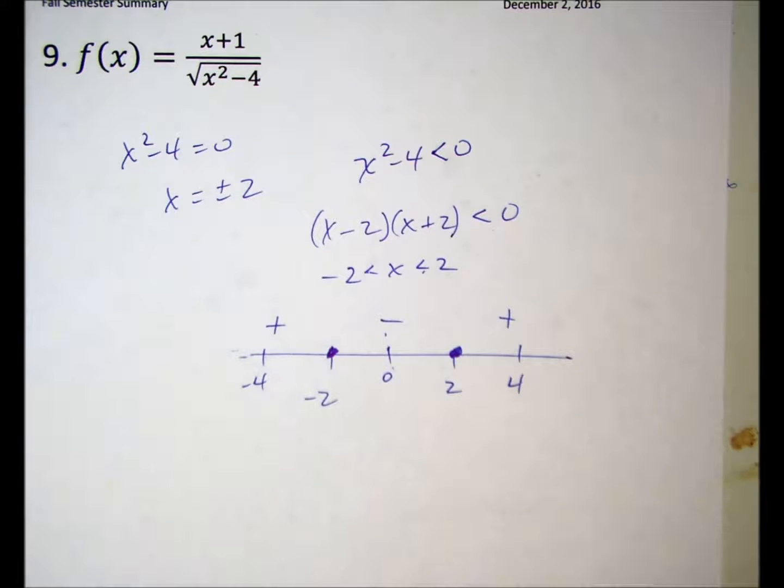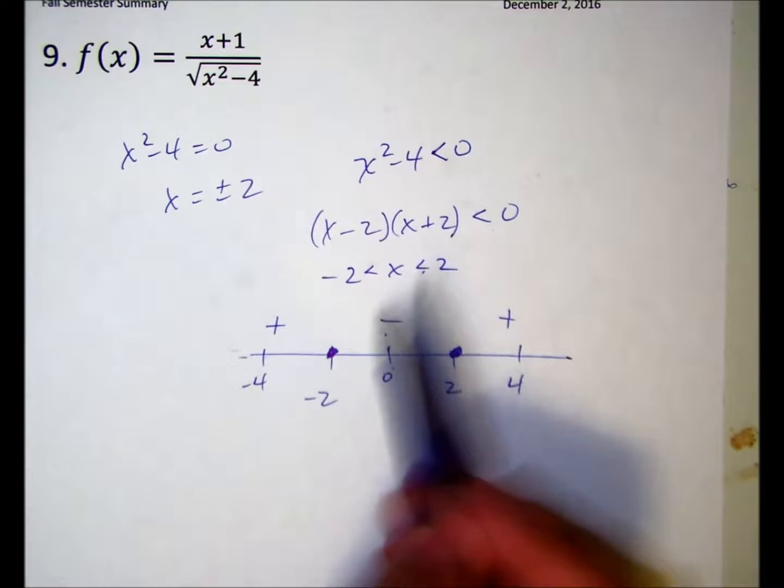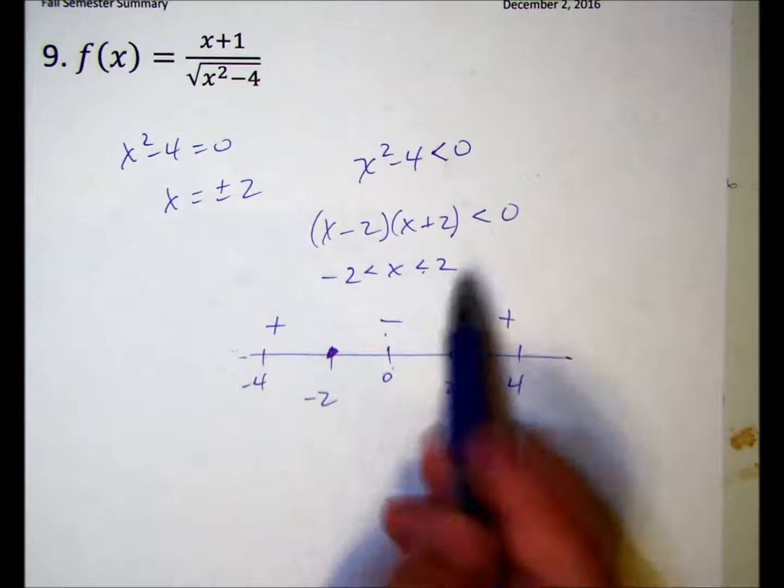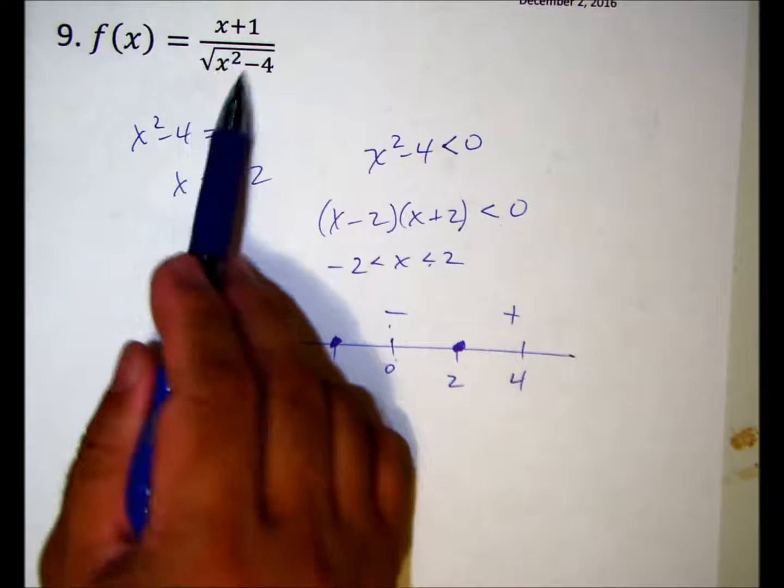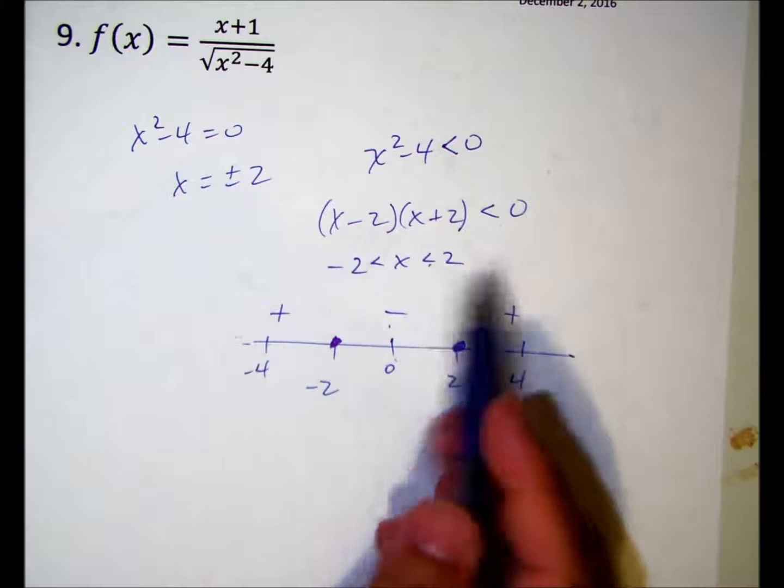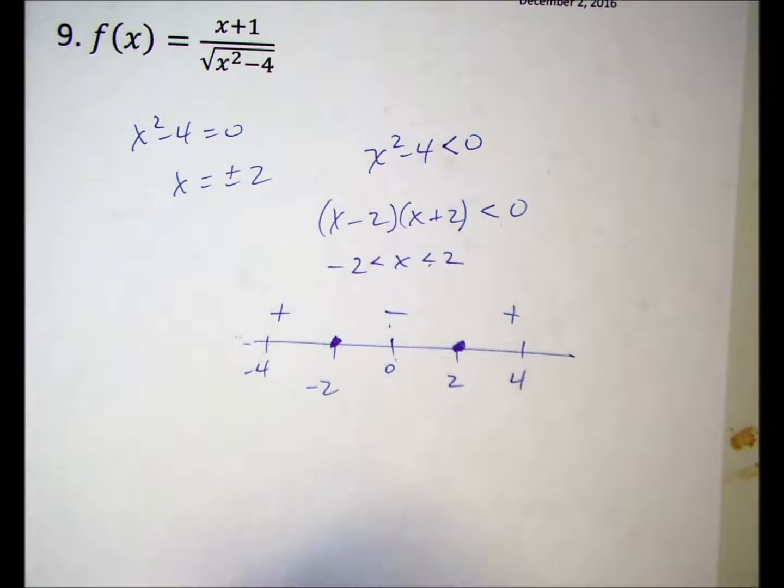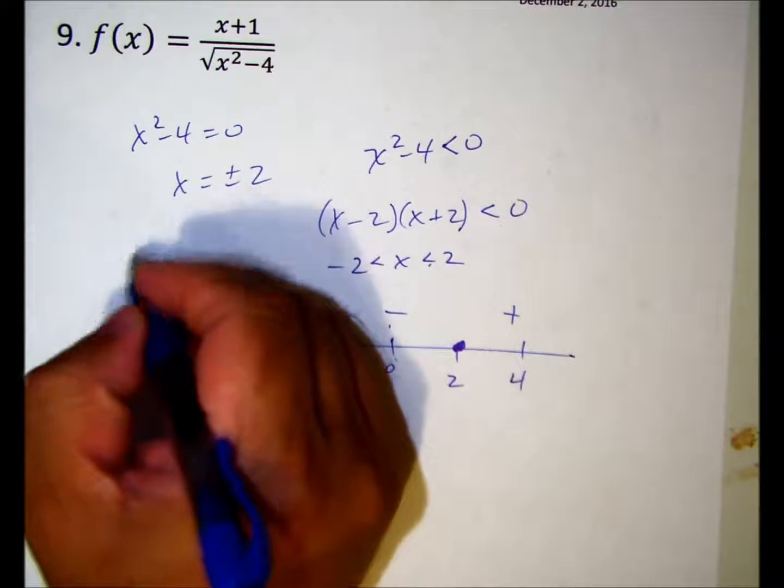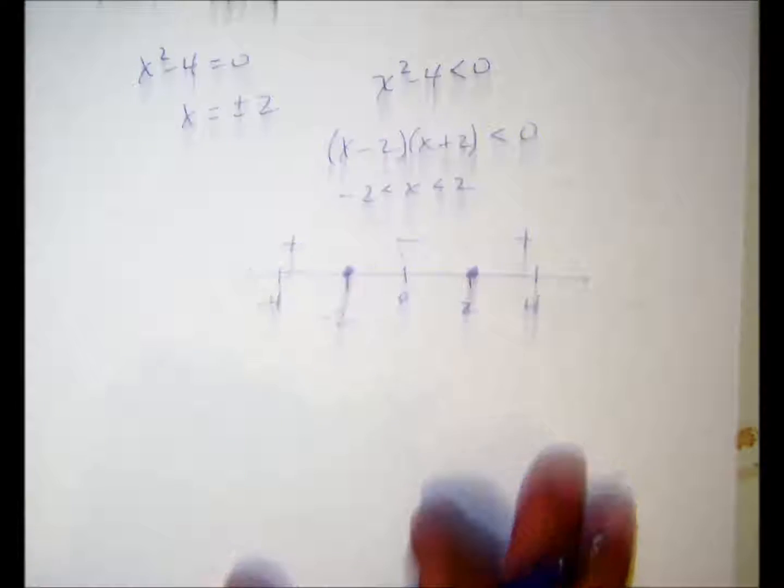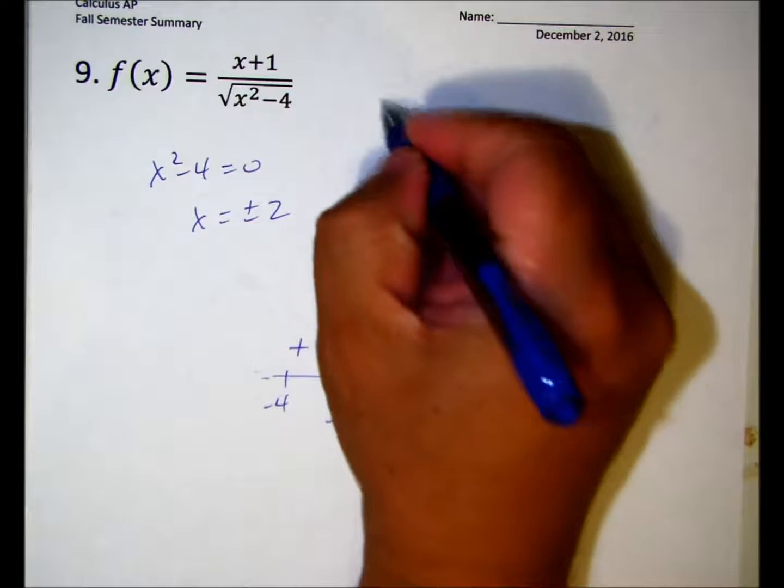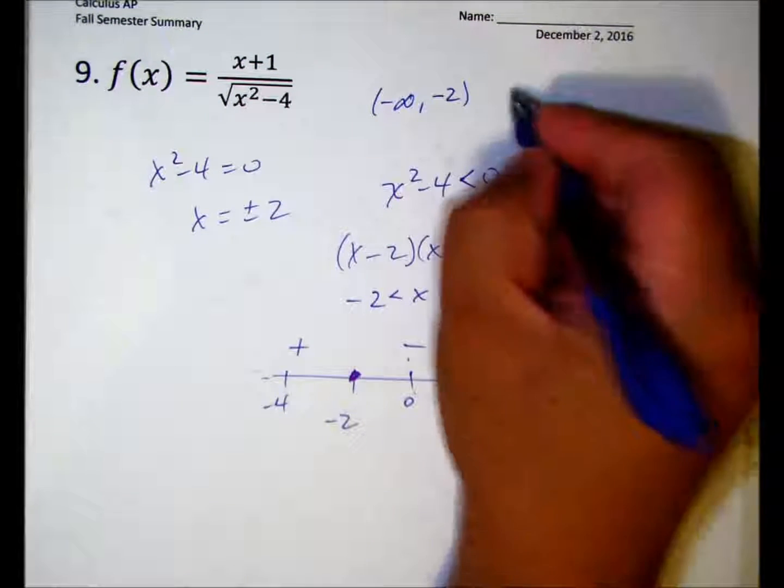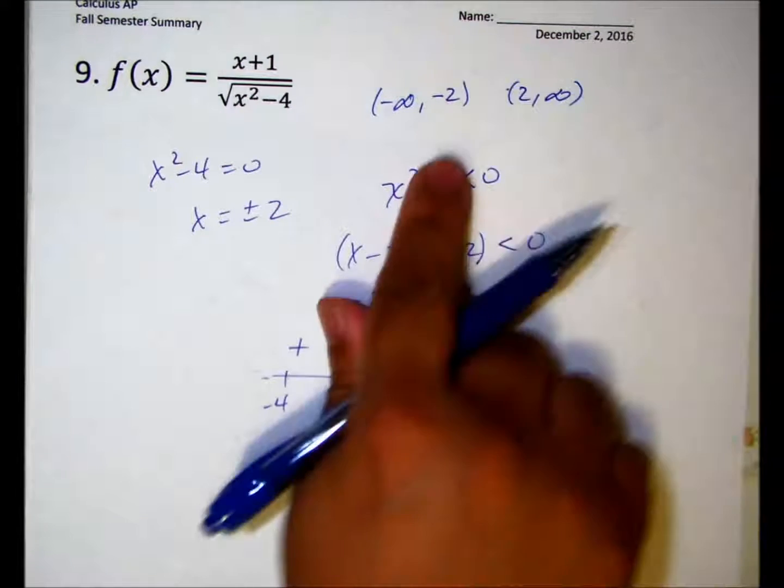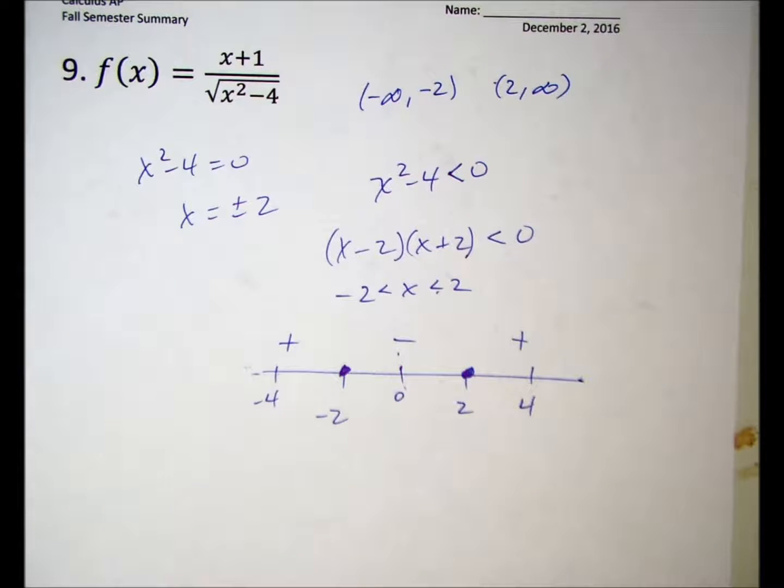Alright, so what does that mean? The question was, what are the intervals of continuity? So this thing is discontinuous here, right? Because this region, this interval, gives us negative values in the radical. So this is an exclusion. So I guess I should have solved the other way. Alright, so what is our answer? To answer the question of where is this function continuous, it's going to be negative infinity to negative 2. So we're excluding this region. And from 2 to positive infinity. So that's the intervals of continuity for number 9.